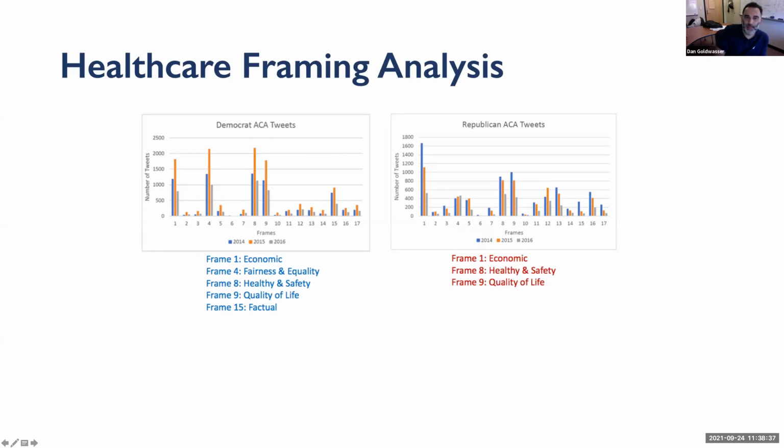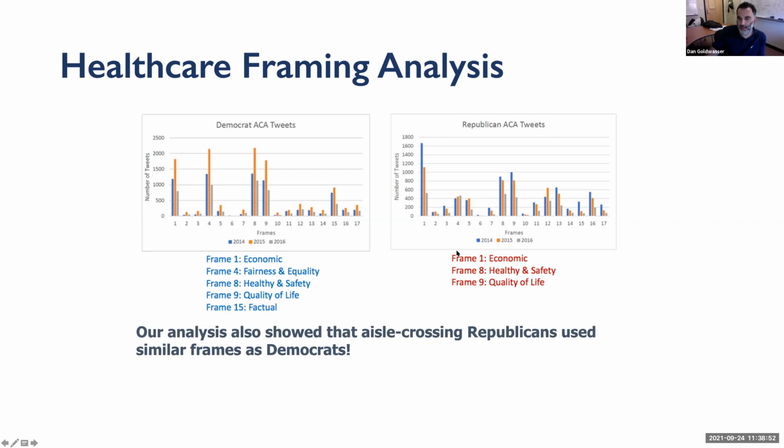When we tried to apply our model to analyze political discourse, we looked at the Affordable Health Care Act and how people voted on that across different sides of the aisle. And we noticed an interesting effect. There's a lot of agreement in Democrats and Republicans in how they frame the issue. Both of them talk about the economy, they talk about health and safety and quality of life. However, only Democrats, or almost only Democrats, talk about fairness and equality in the context of the Affordable Health Care Act, or use facts and figures to support their viewpoint.